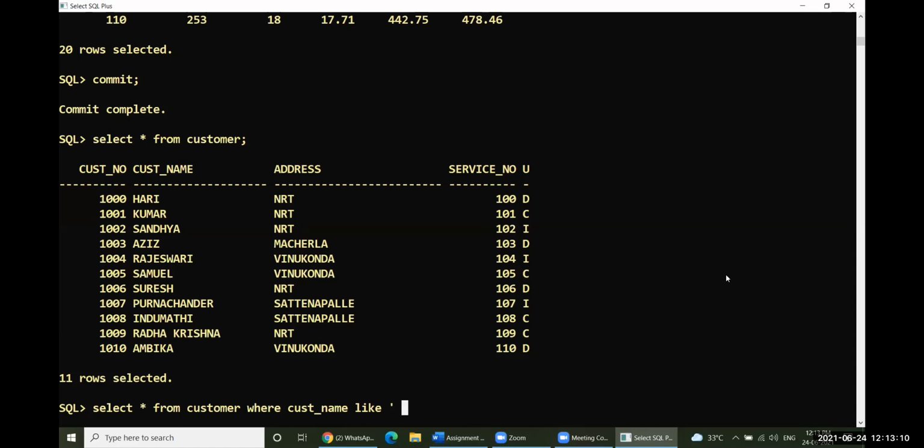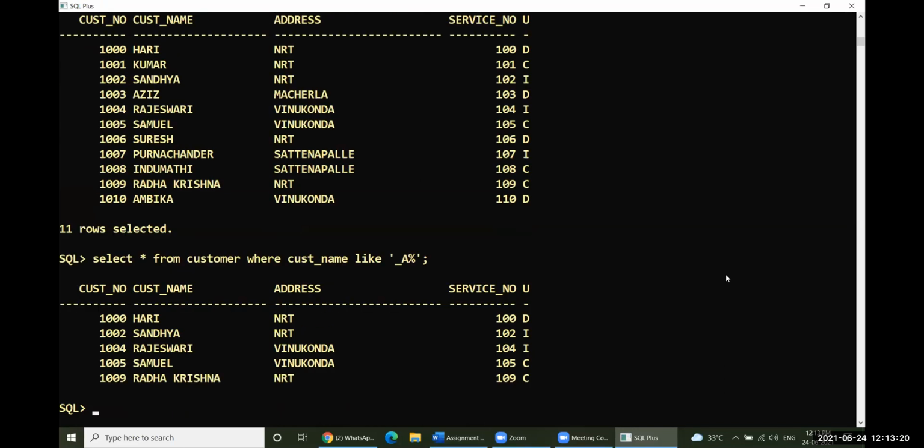So the first character is anything, the first character is underscore, anything. The second character must be A, and the remaining characters will be anything. These are the people whose names match.